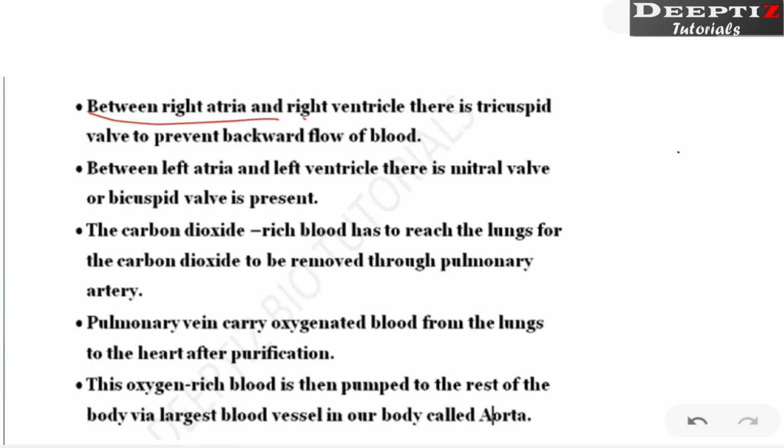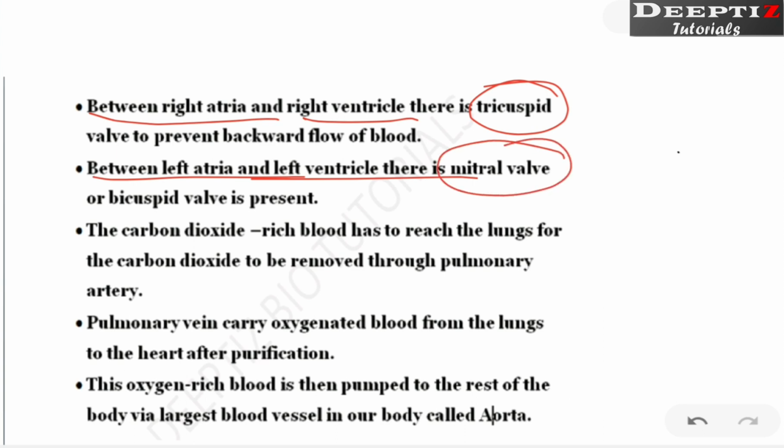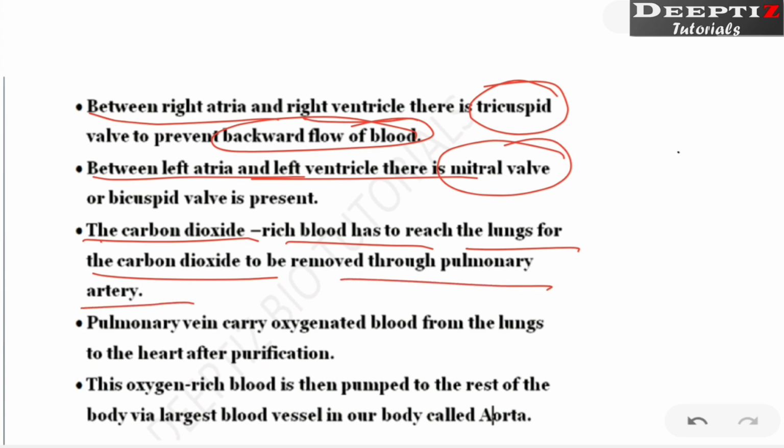Between right atrium and right ventricle there is tricuspid valve, and between left atrium and left ventricle there is mitral valve. What is the function? To prevent backward flow of the blood. The carbon dioxide rich blood has to reach the lungs for the carbon dioxide to be removed through the pulmonary artery. So the blood which is impure will go to lungs from the heart via pulmonary artery.